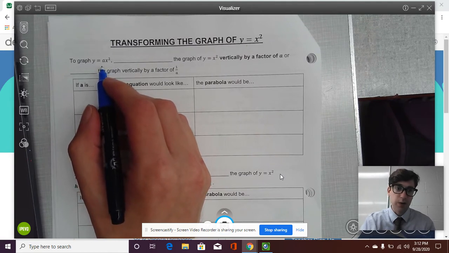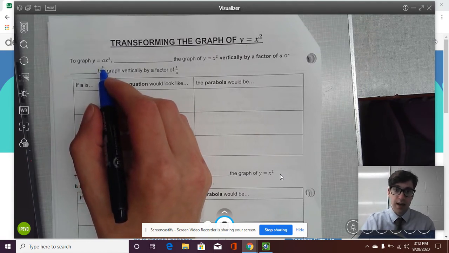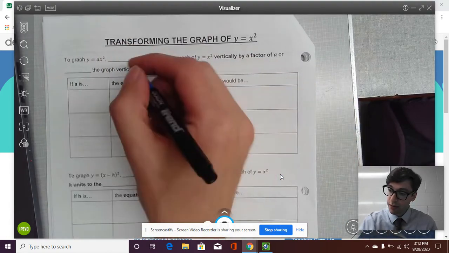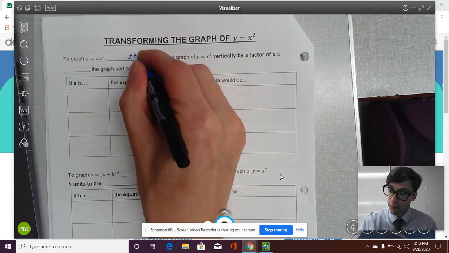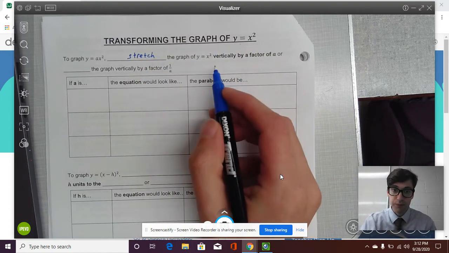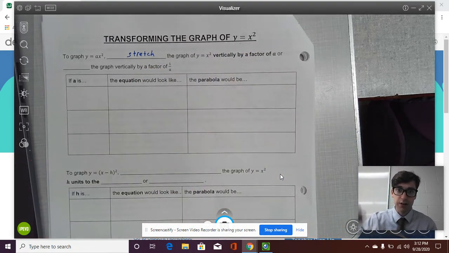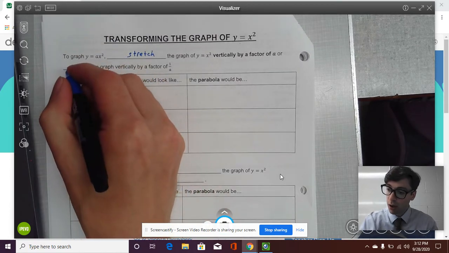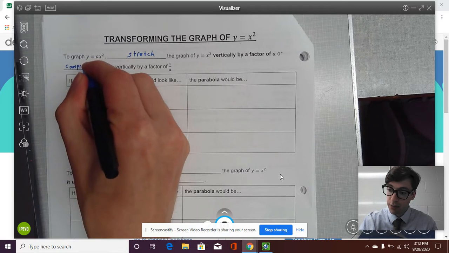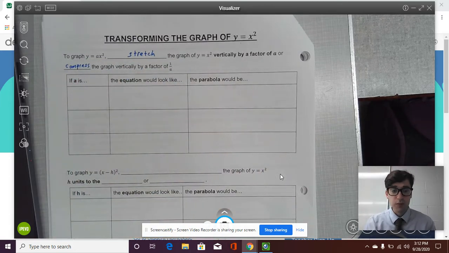We've talked about the a value in class. It tells us the direction of opening. The a value can also stretch or compress the parabola. So the a value can stretch the graph of x squared by a factor of a. I'll talk about what that means to stretch the graph vertically. Or it can compress the graph vertically by a factor of a. And we'll talk about what compression means.